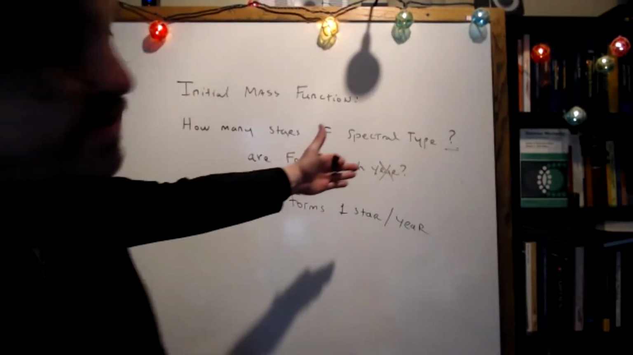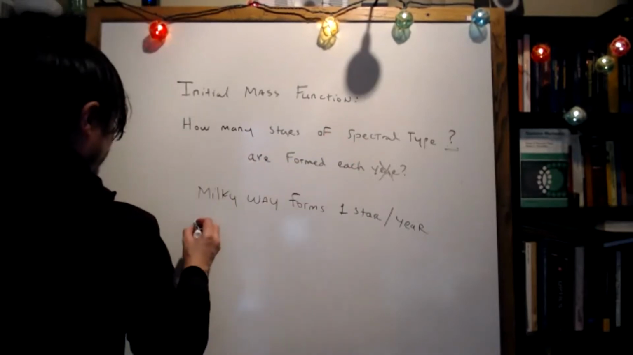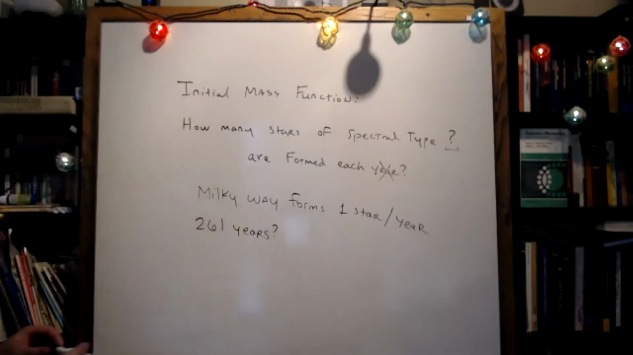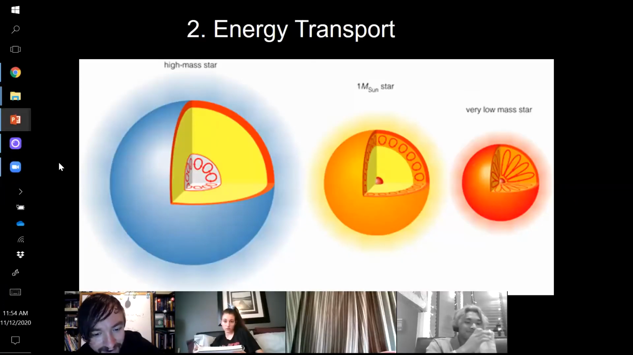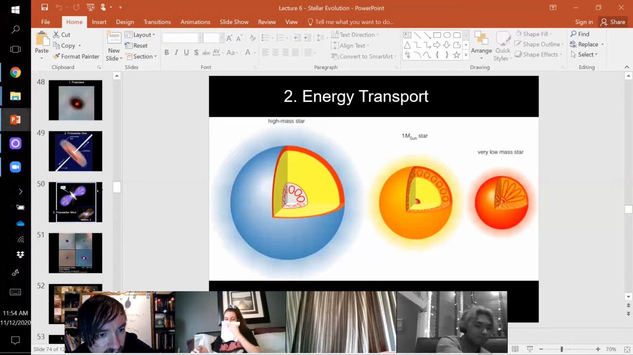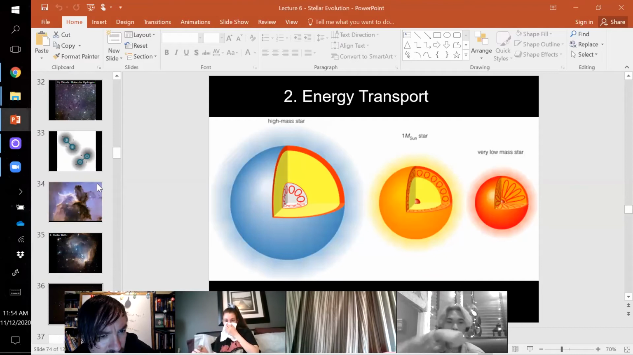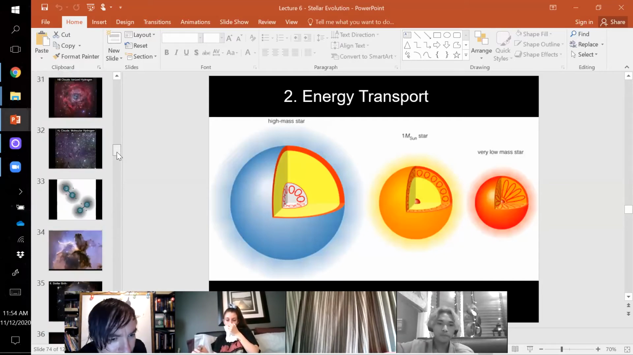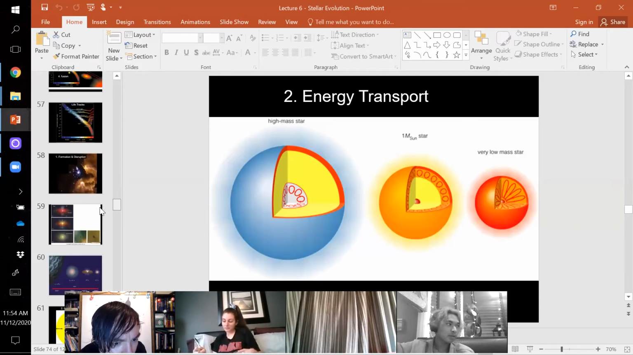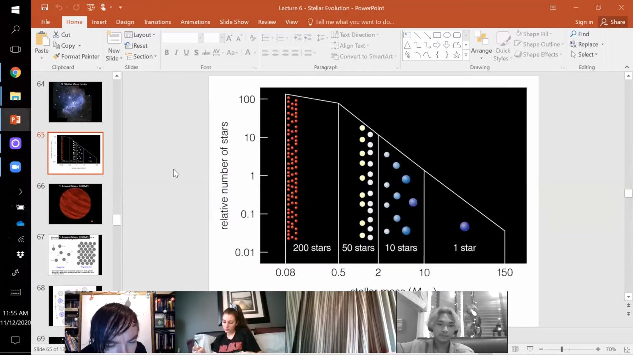So let's not say how many stars are formed per year, but what if I waited, say, 261 years? If I waited 261 years, how many, why 261, Caitlin? Because it's going to match the graph that I have. I saw your eyebrows furrow. Or maybe it wasn't about that, but I want to show you guys this picture here of the initial mass function. Where is it? Come on. Okay, slide 65.